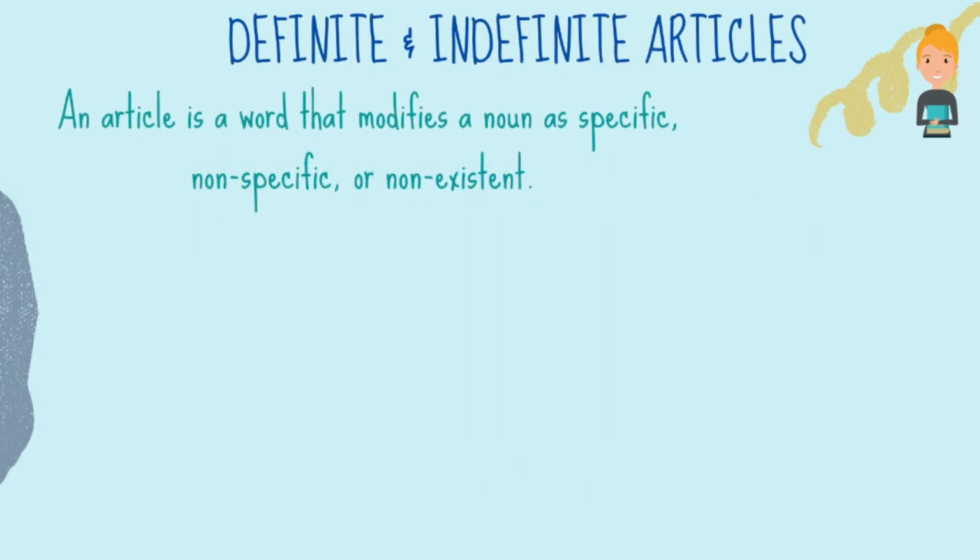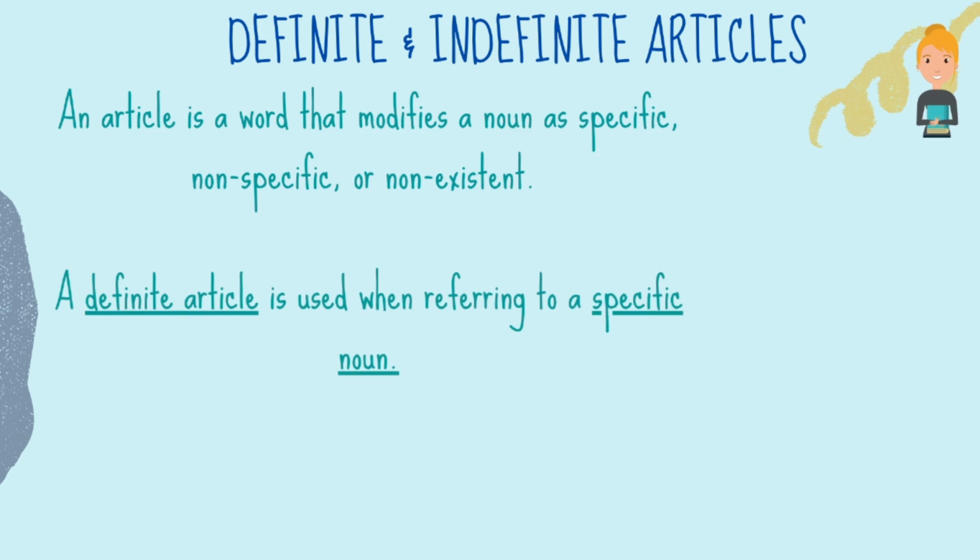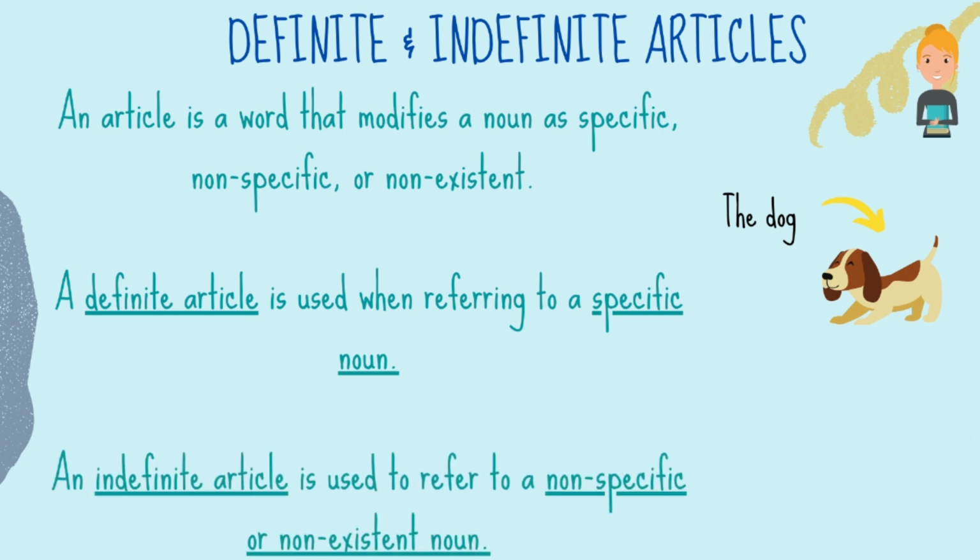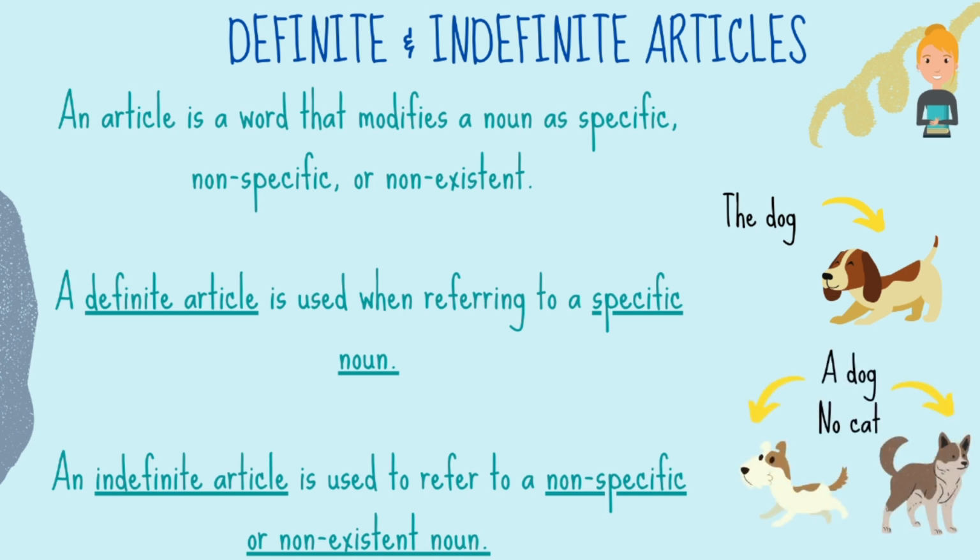What are articles? An article is a word that modifies a noun as specific, non-specific, or non-existent. A definite article is used when referring to a specific noun. For example, the dog. An indefinite article is used to refer to a non-specific or non-existent noun. For example, a dog or no cat.